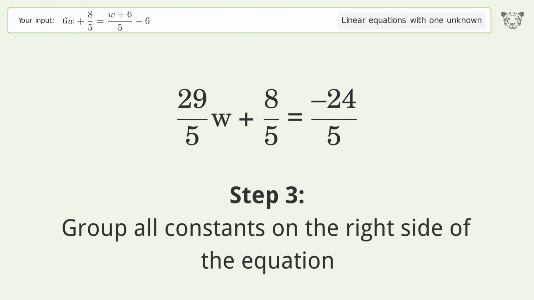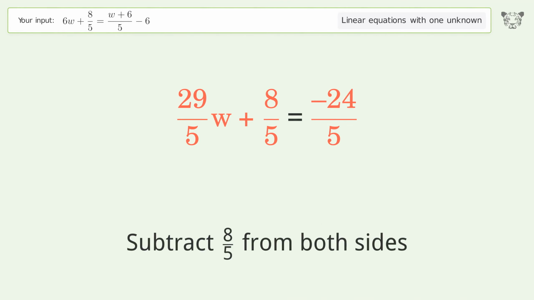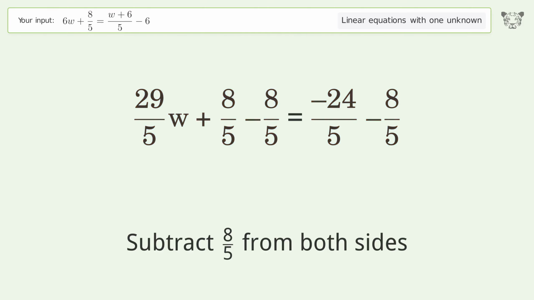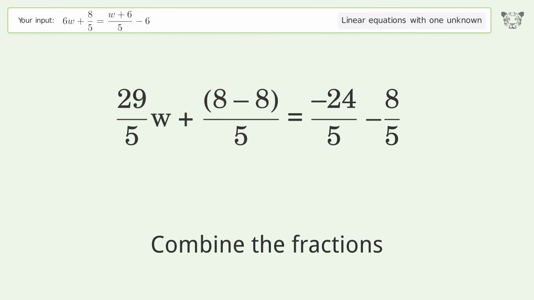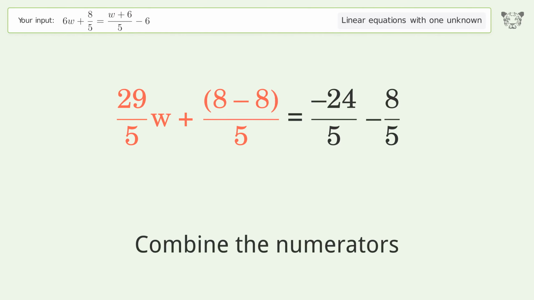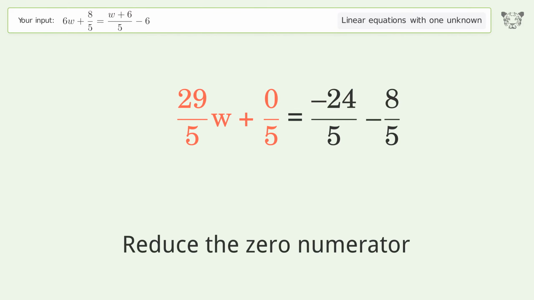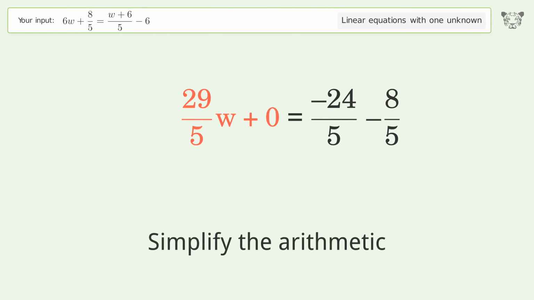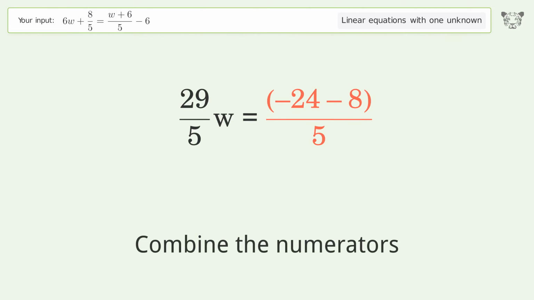Group all constants on the right side of the equation. Subtract 8/5 from both sides. Combine the fractions. Combine the numerators. Reduce the zero numerator. Simplify the arithmetic. Combine the fractions. Combine the numerators.